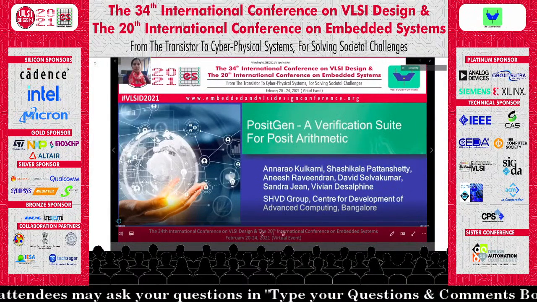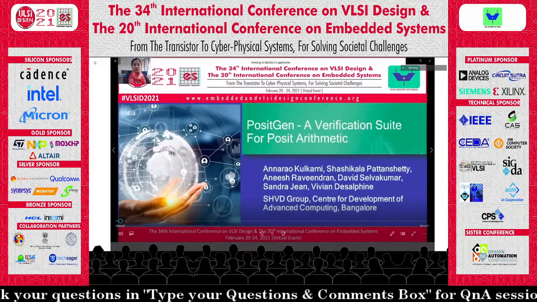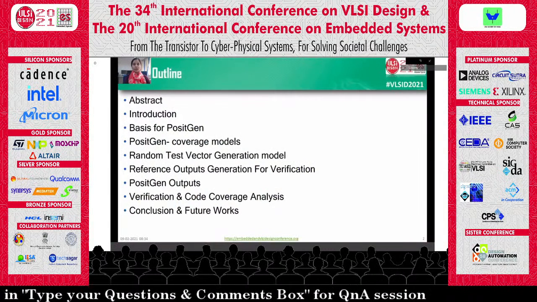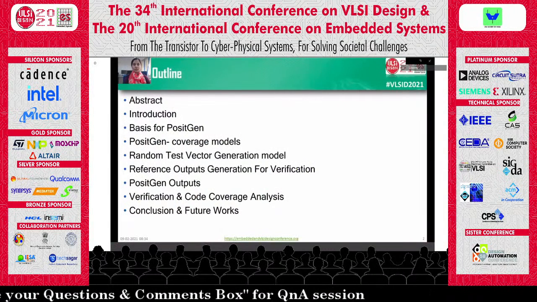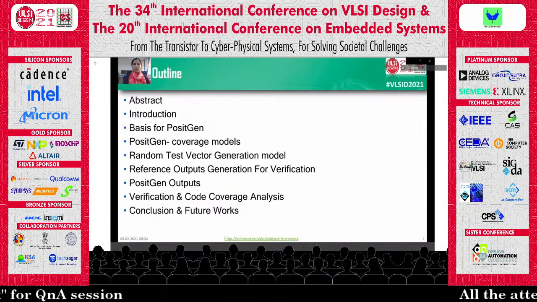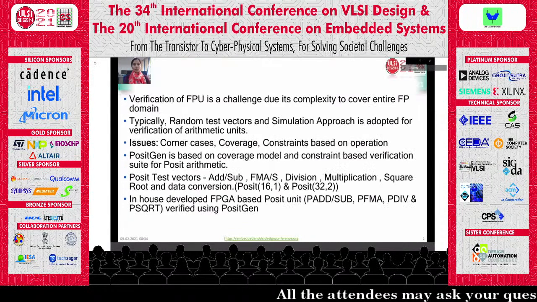Hello, I am Shashikala Pattam Shetty from CDAC Bangalore. I will be presenting the paper POSITGen, a verification suite for POSIT arithmetic. The outline includes abstract, introduction, basis for POSITGen, POSITGen coverage model, random test vector generation, reference output generation for verification, POSITGen outputs, verification and code coverage analysis, conclusion and future work.